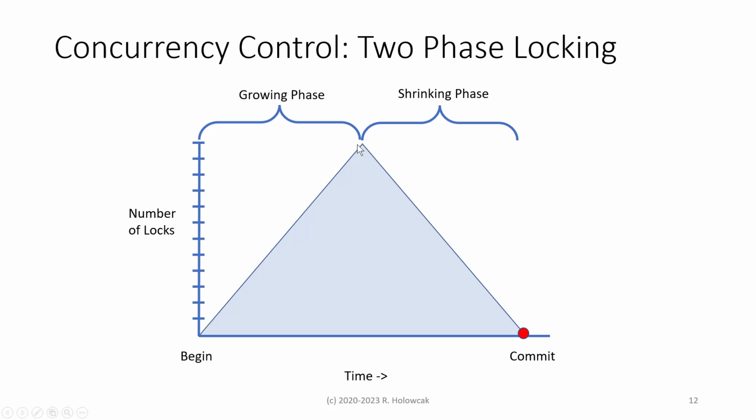So this little tip at the top of the triangle here, this is the inflection point. As soon as a transaction releases a lock, it moves to the shrinking phase, and that's it. It cannot go back and get any other locks.